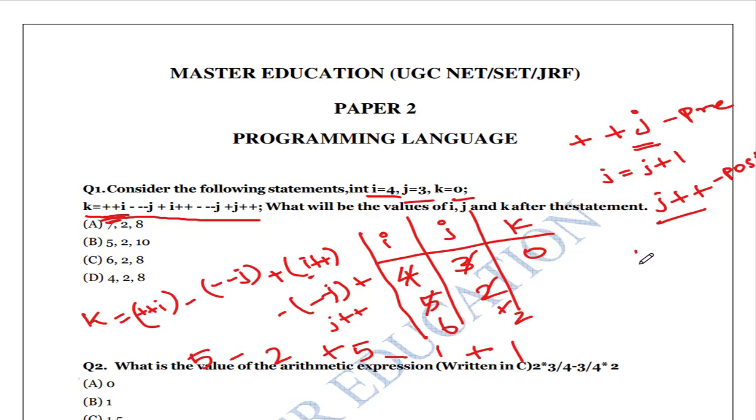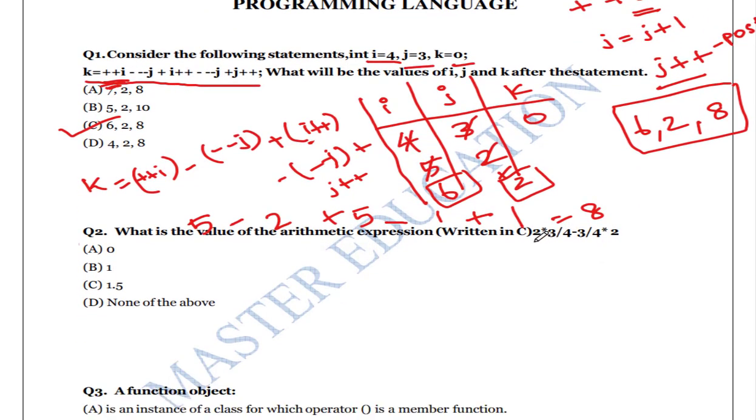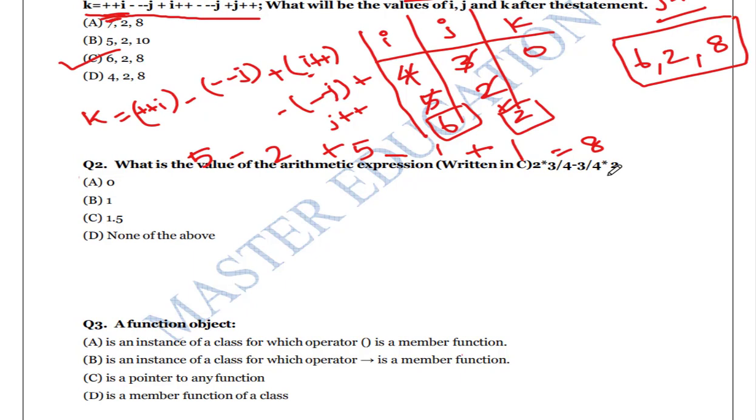What is the i value? Now it is 6 and the j value is 2. And then 5 plus 5, 10, plus 1 is 11, minus 3, that is equal to 8. So 6, 2, 8 is the answer. So option C is the answer. Work this out slowly in your notebook so that it will be very clear for you.